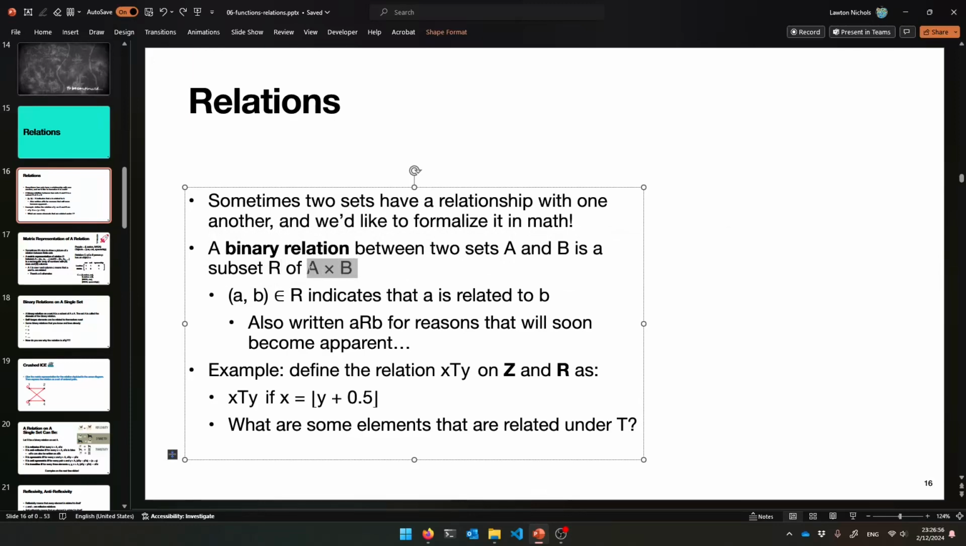So again, just like functions, you're giving pairs of elements that are related. This thing from A is related to this thing from B, where little a is in big A and little b is in big B. To say that the pair (a, b) is in the set R means that a is related to b under the relation R. And then for reasons, we also like to write that aRb is a true thing. The name of the relation goes in between the two elements that it's relating. So try to think about why that makes sense.